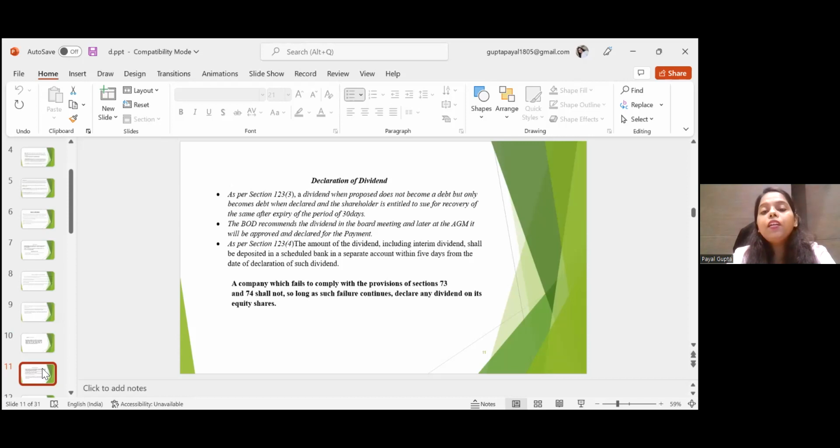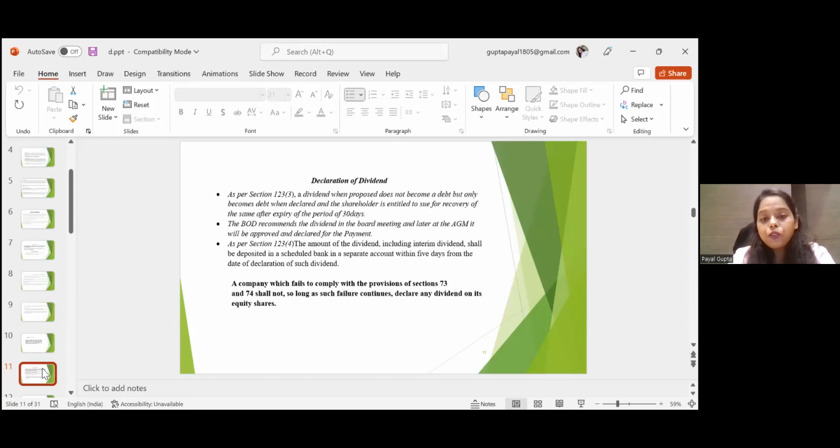The board recommends the dividend in the board meeting, and later at the AGM, it will be approved and declared by the payment. पहले बोर्ड रिकमेंड करती है, देन इस चीज को एजीएम में इस बारे में बात होता है एंड इसके बाद ही डिक्लेयर होता है पेमेंट. Further, I want to say something, that is कि in AGM shareholders can reduce the rate of dividend but cannot increase the rate of dividend which is being proposed. As per section 123(4), the amount of the dividend including interim dividend shall be deposited in a scheduled bank in a separate account within 5 days from the date of declaration of dividend.